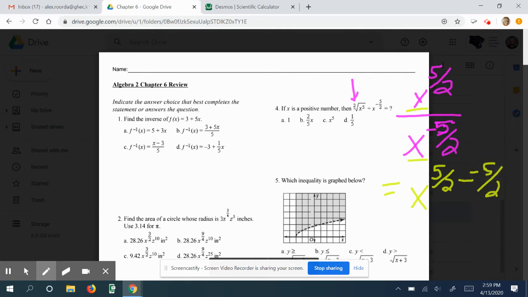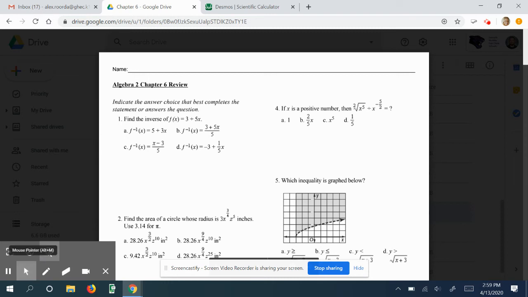Now, normally we'd have to make sure that we have a common denominator. We're lucky that we both have a common denominator of 2. So I'm going to subtract a negative, or add, and then 5 plus 5 would be x to the 10 halves. And obviously you can tell that 10 divided by 2 is going to be x to the 5th. So number 4 is C, x to the 5th.